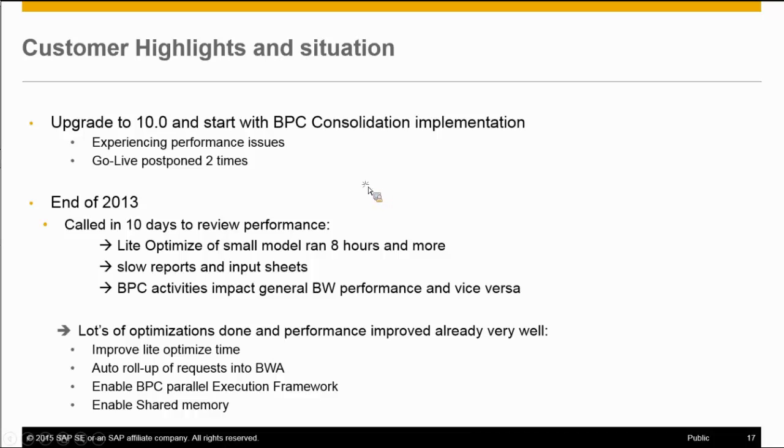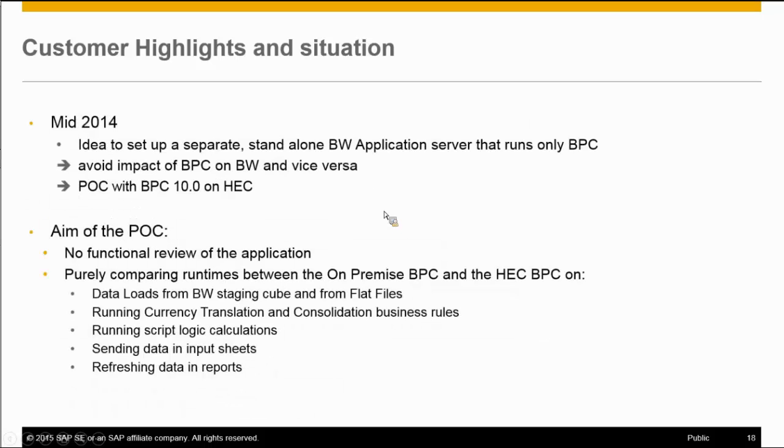But still, the customer, the end users in fact, were not very satisfied with the performance of the BPC consolidation application. So somewhere in the middle of 2014, we decided that we would try putting BPC on a standalone BW machine, so as to avoid the impact of BW on BPC and vice versa. And that's where we actually proposed them to do a proof of concept with BPC 10.0 immediately on HEC to avoid any impact with their current provider. And so they agreed to do that.